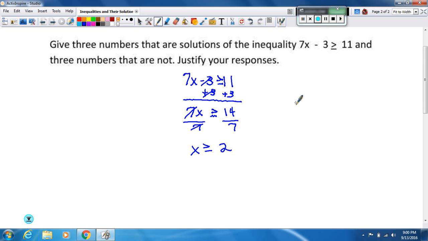So three numbers that are solutions to this inequality, this says the number can be greater than or equal to 2. So solutions, well, since it says greater than or equal to 2, it could be 2, 3, 4. Anything larger than that works. There's an infinite number of correct answers. Not solutions would be anything less than 2. So 1, 0, -1, and again, you have an infinite number of possibilities.